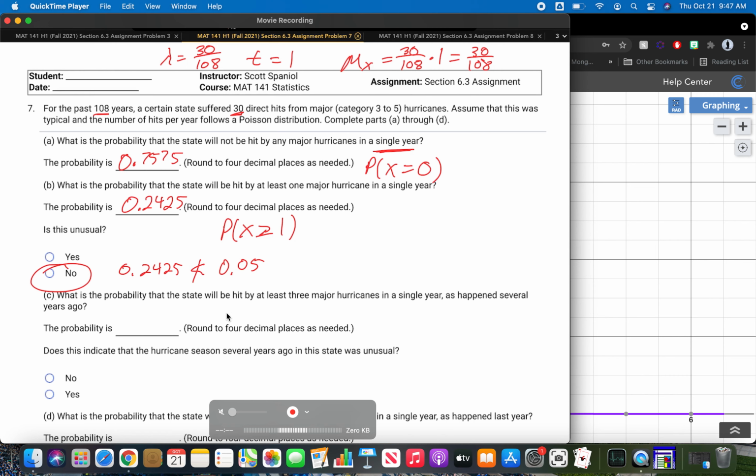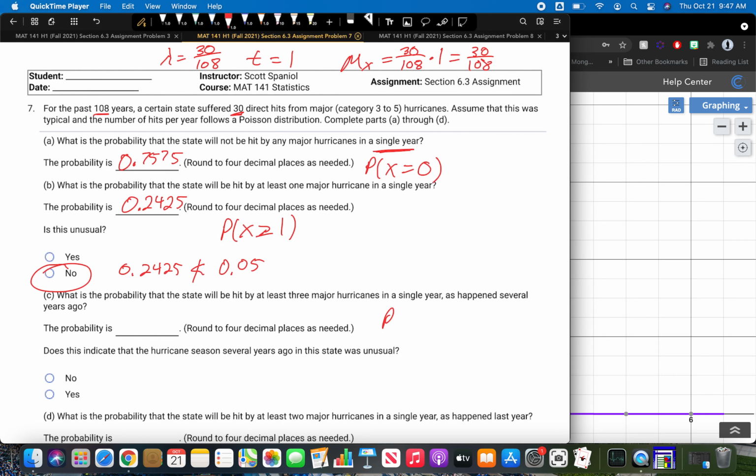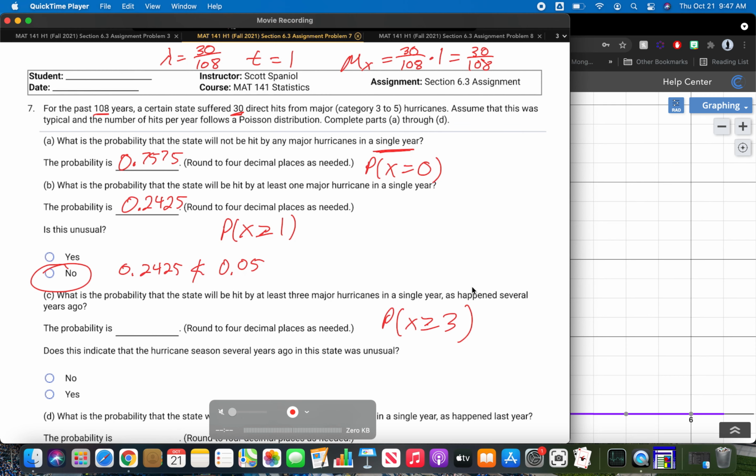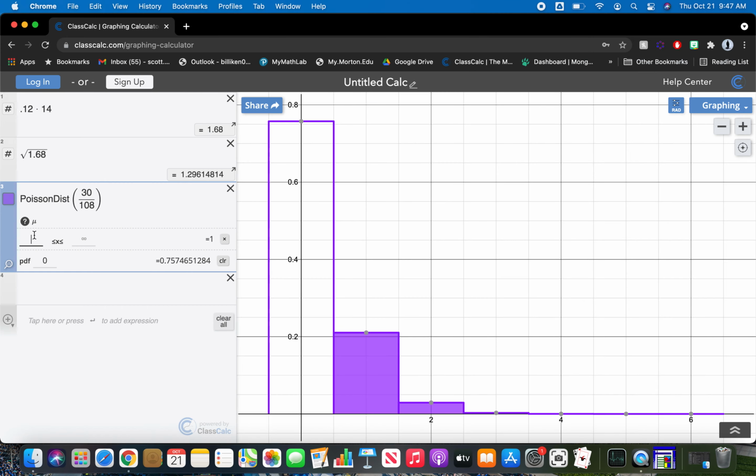So then what's the probability that the state will be hit by at least 3 major hurricanes? So that would be the probability that x is greater than or equal to 3. So in our calculator, we're just going to change this 1 to a 3. And the probability of that's pretty low. It's 0.0029. Okay. And so does that indicate that the hurricane season several years ago in the state was unusual? Yes, right? That is less than 0.05. So being hit by 3 major hurricanes in a given year would be unusual.